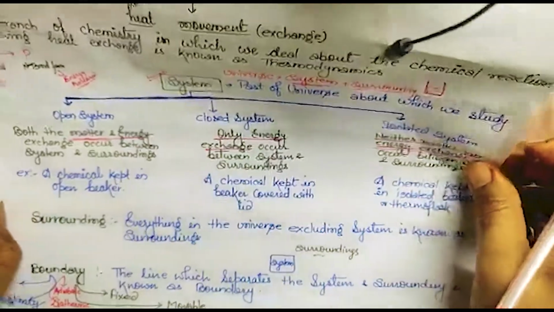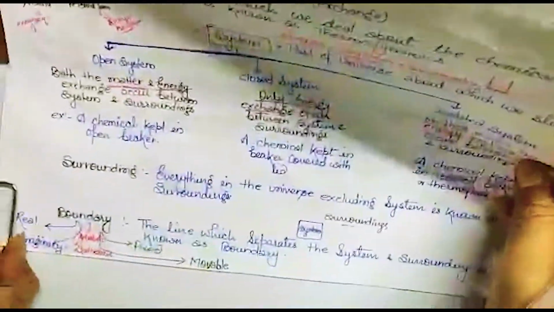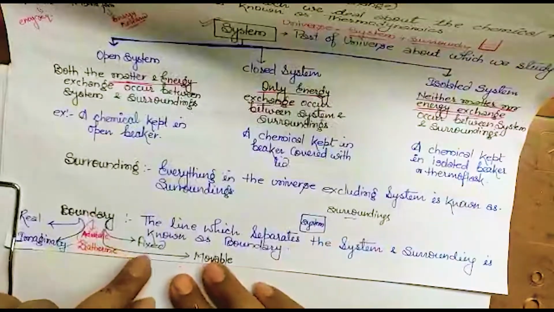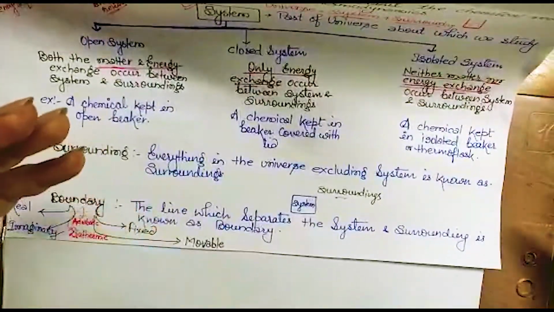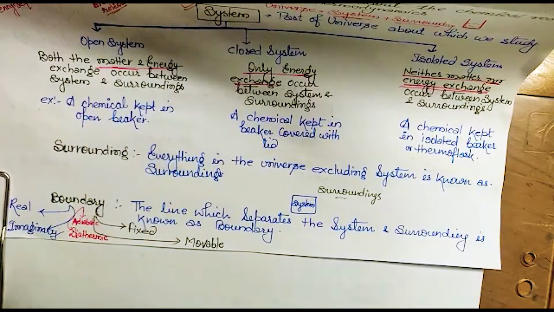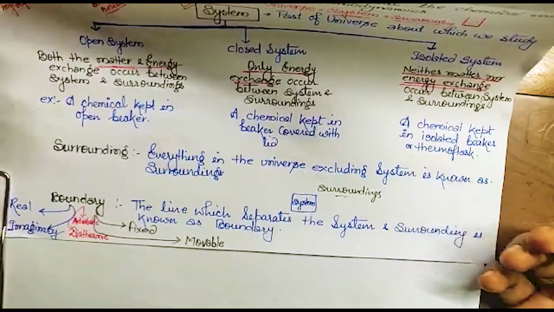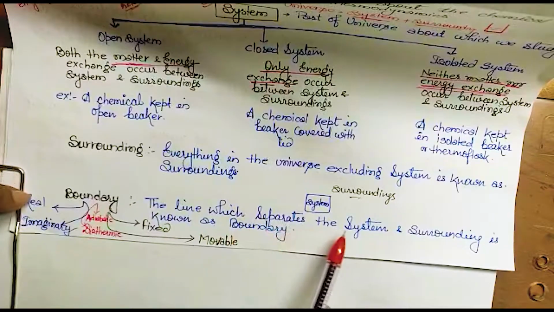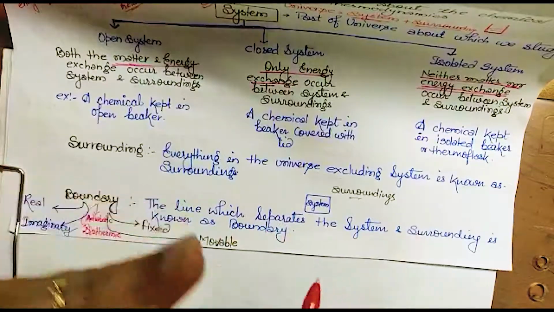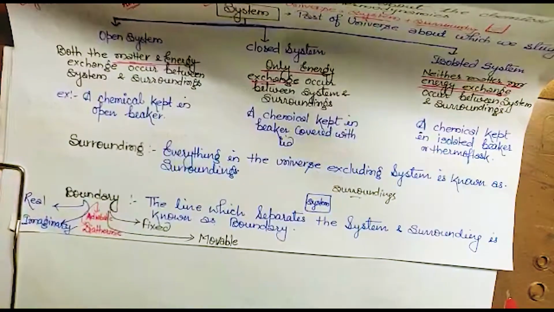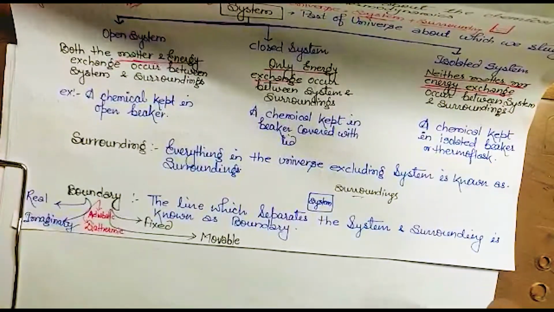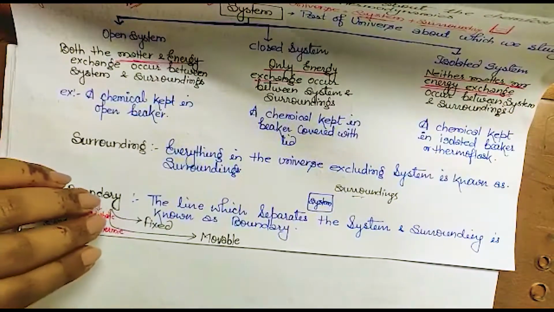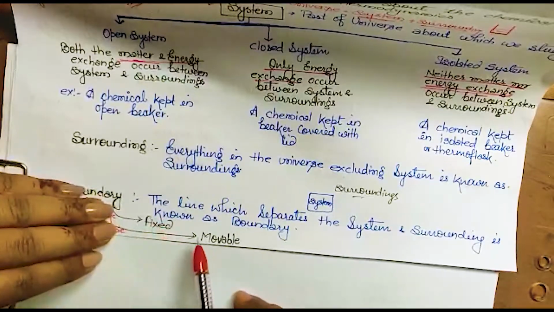Yes, now a new word came, that is called boundary. What is this boundary? So obviously everyone knows this boundary, but here we will learn a few other types of boundary. So boundary, what is it? The line which separates the system and the surrounding. System और surrounding को जो separate करे, that is called boundary. Yes. So it can be of 2 types. It can be fixed or movable.